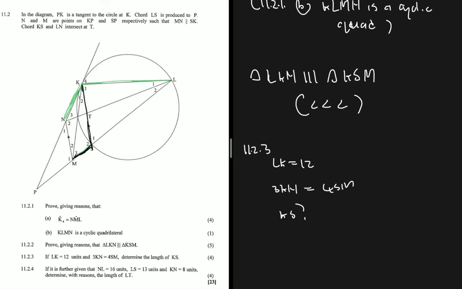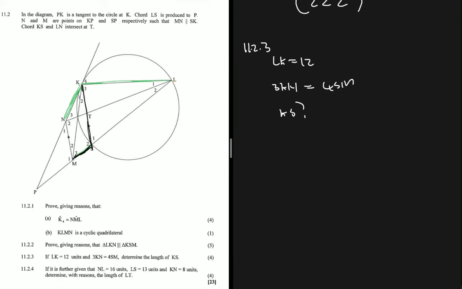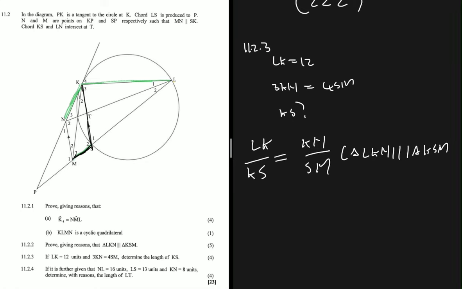You can see that these four lines that we have lie on the triangles of which we just proved that they're similar. So if triangles are similar, then we can definitely use proportionality, right? To determine the ratio of the sides, or to determine the length of a side. So we can see that LK in triangle LKN divided by KS in triangle KSM is equal to KN divided by SM. We can only say that if the triangles are similar to each other, like we have just proved.